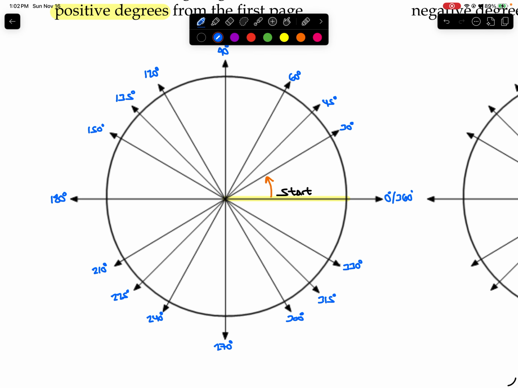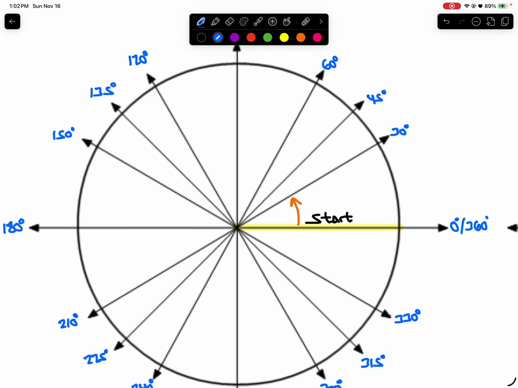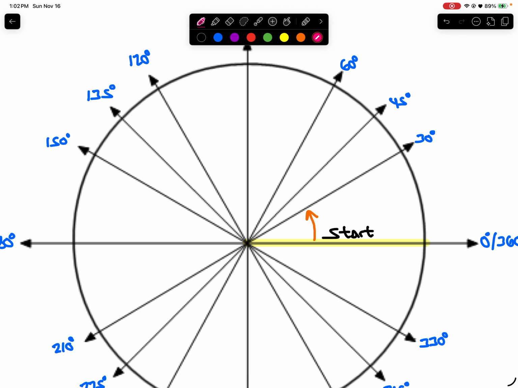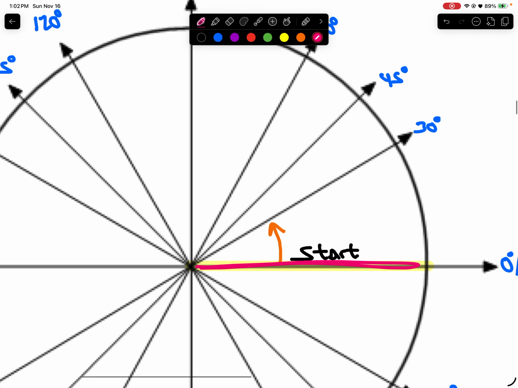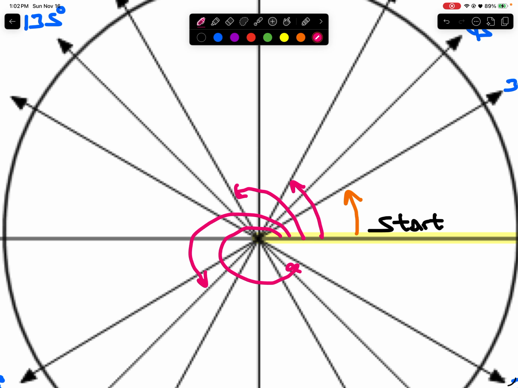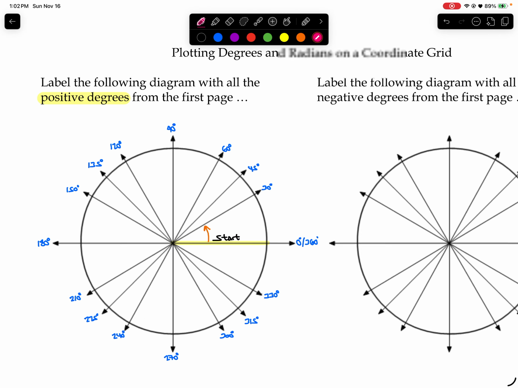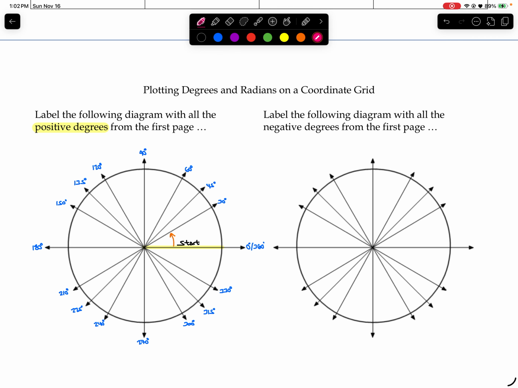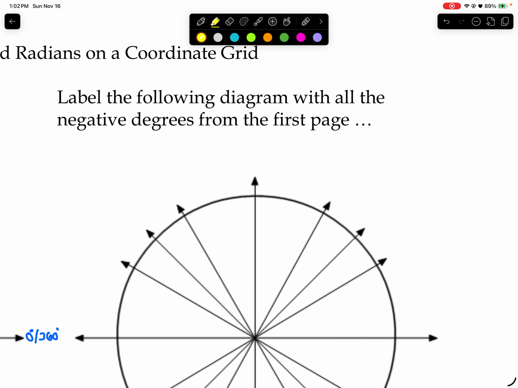So anytime I measure these angles in standard position, we're going to start on the positive x-axis, and then we're going to go however far to get to the terminal side. It could be whichever one of these angles, and that arrow is going to dictate where we stop. Okay, so now that's the positive angles. Now we're going to come over and do the negative angles.